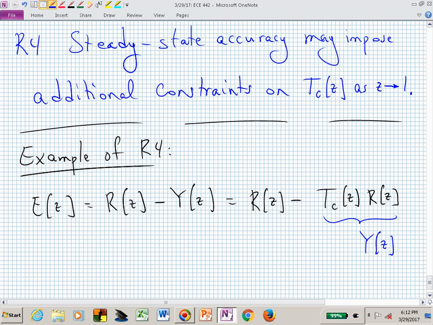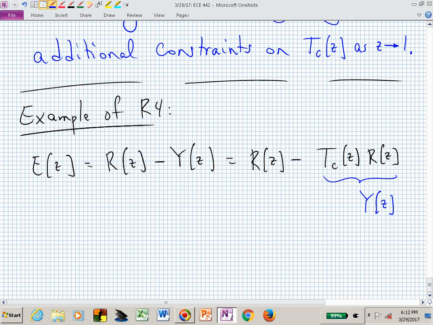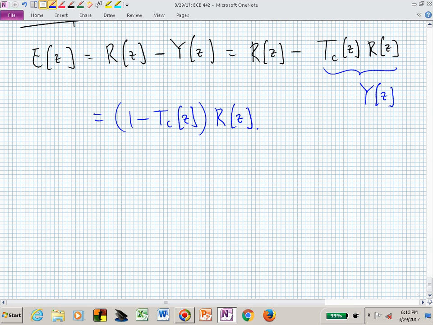Isn't that how we define T sub C of Z, our desired closed loop transfer function? That's just T sub C R gives us Y. If E is now R minus T sub C R, we could also rewrite E as 1 minus T sub C of Z times R of Z. So here's a relationship in this unity output feedback configuration between the error signal and the reference signal and our desired closed loop transfer function, T sub C of Z.